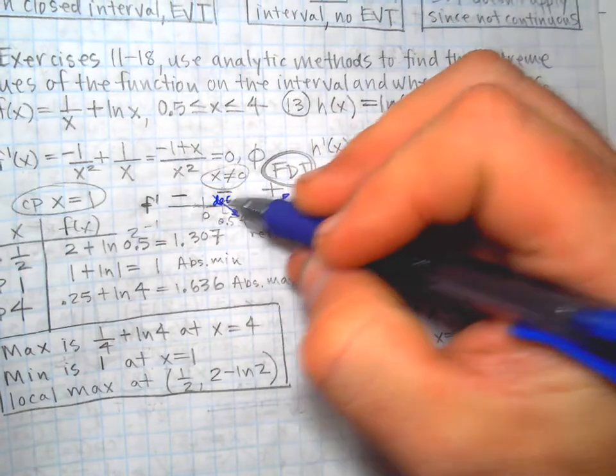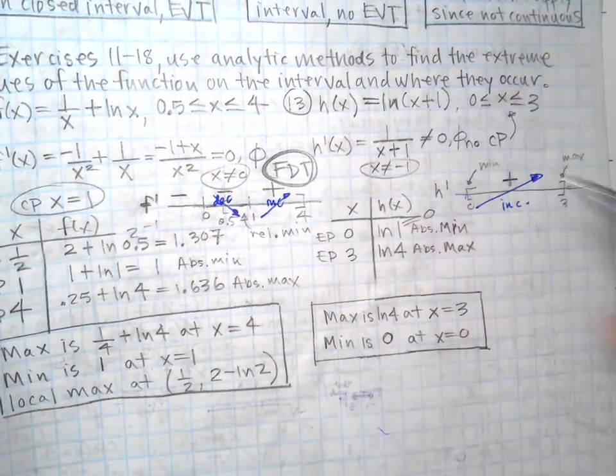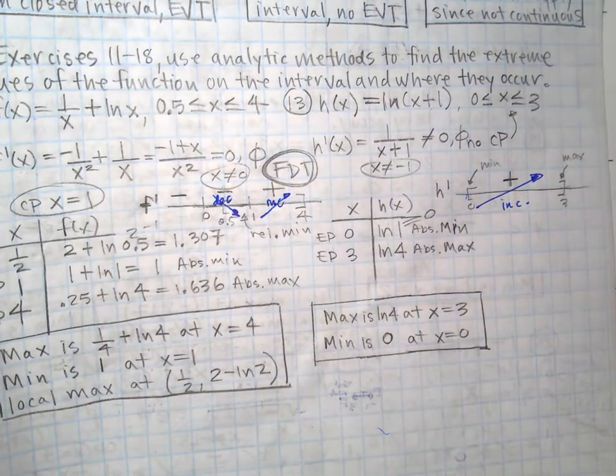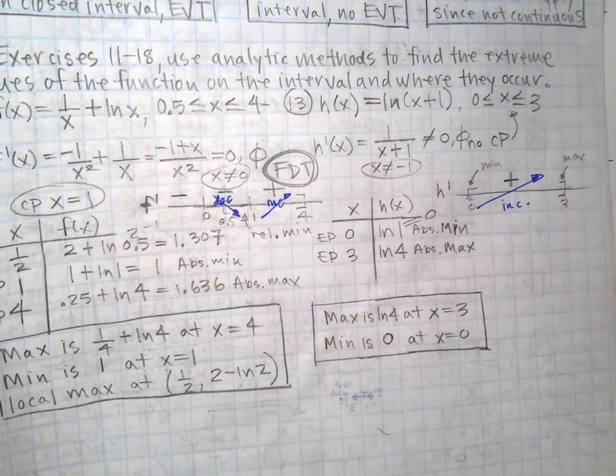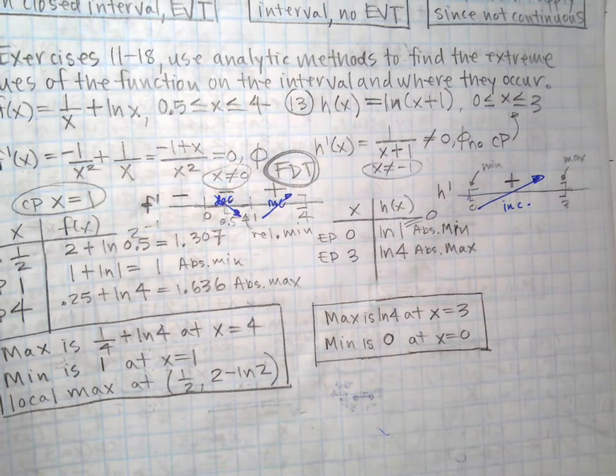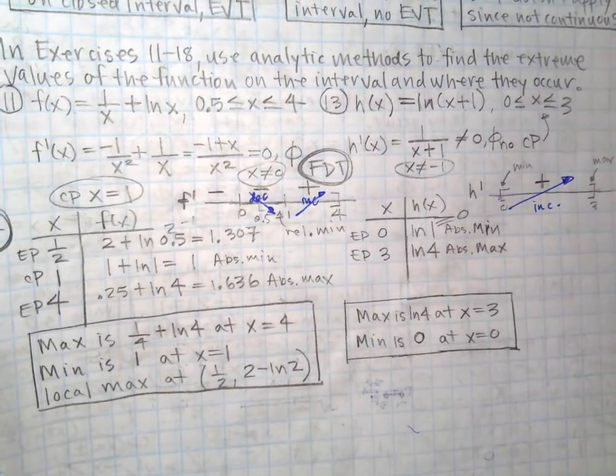So sometimes we can use first derivative test information to make some conclusions about maxes and mins, but I would avoid it unless you absolutely can do extreme value theorem. Okay, moving on. We got some more of these.